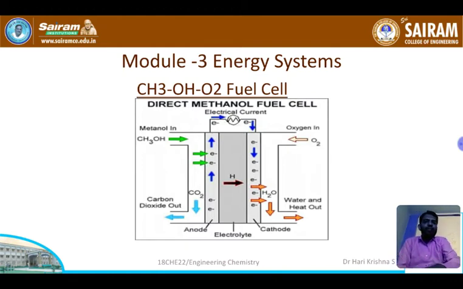When you supply methanol towards the anode and oxygen towards the cathode, reactions occur in the anode and cathode chambers of the fuel cell. Carbon dioxide is left out and water comes out at the cathode chamber. So carbon dioxide is a product and water is also a product. Carbon dioxide comes out through the anodic chamber outlet and water comes out through the cathodic chamber outlet. So let us see what reactions occur.